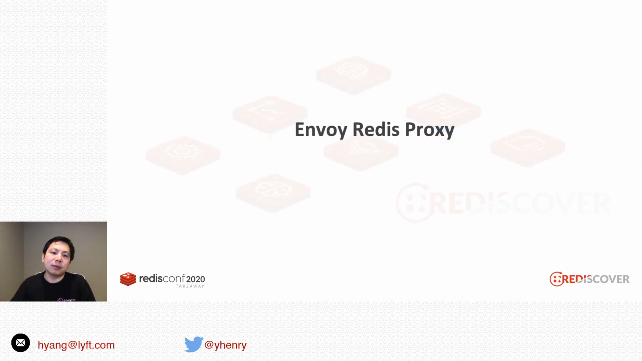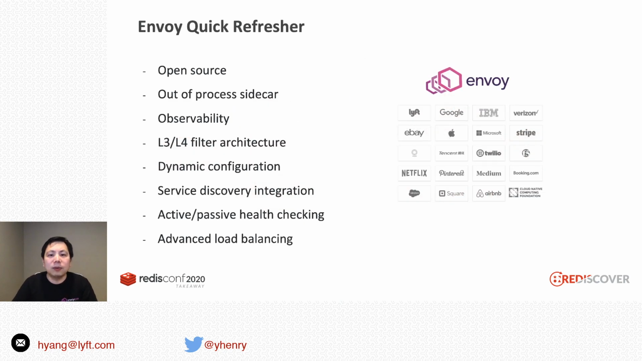When we want to talk about the Redis cluster infrastructure at Lyft, it's hard to avoid talking about Envoy, specifically Envoy Redis proxy. As many of you know, Envoy is a popular and widely used open source project. It is basically a sidecar proxy that is the foundation of Lyft's service mesh architecture. We proxy all of our network traffic: HTTP, gRPC, Redis, Mongo, Dynamo, etc.